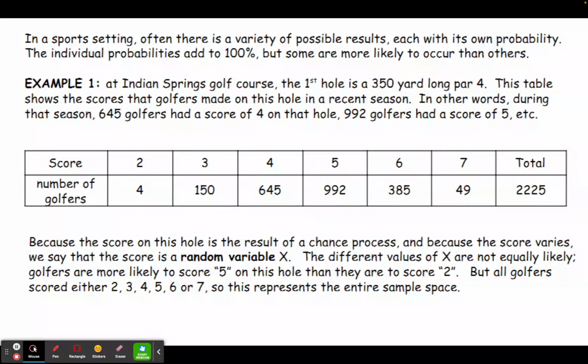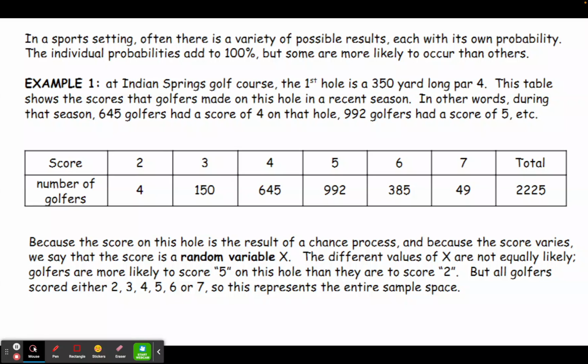So we have a distribution that shows, for a total of 2,225 golfers over the course of a year, the number of shots each of those golfers took. What this table shows you, for instance, is that 4 golfers were able to complete the hole in only 2 shots, 150 golfers were able to complete it in 3 shots, 645 golfers took the 4 shots that they expected, and then all the way up to 49 golfers, which took 7 shots.